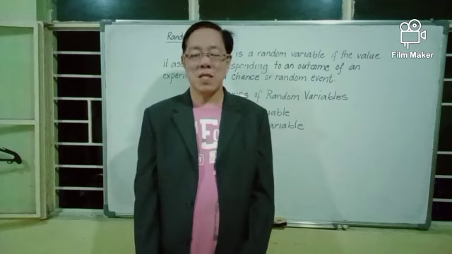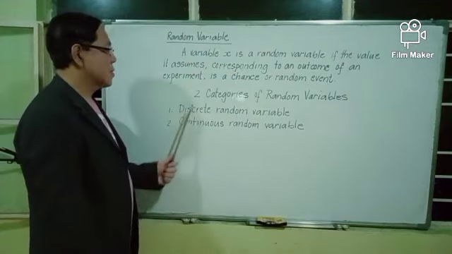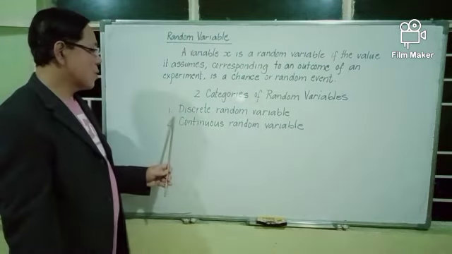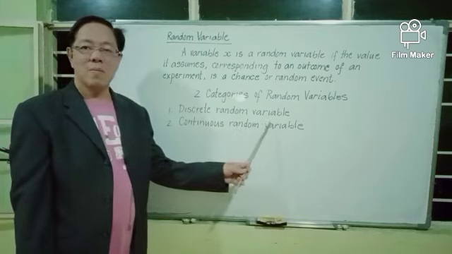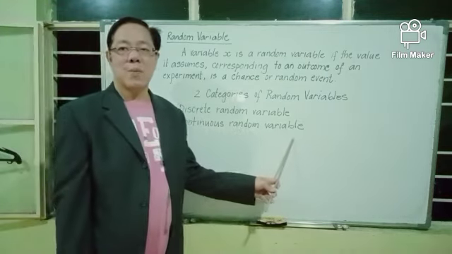And there are two categories of random variables. Number 1, discrete random variable. And number 2, continuous random variable.